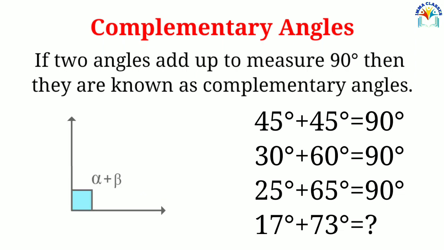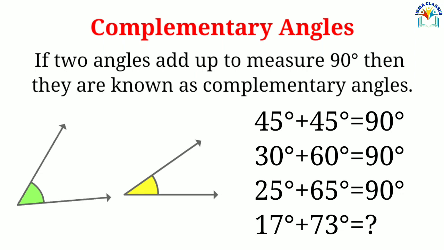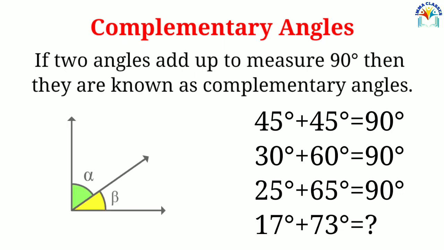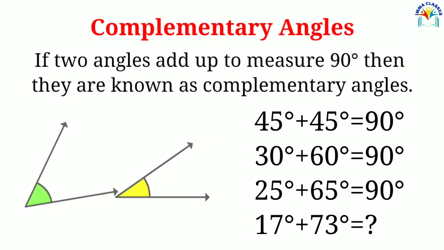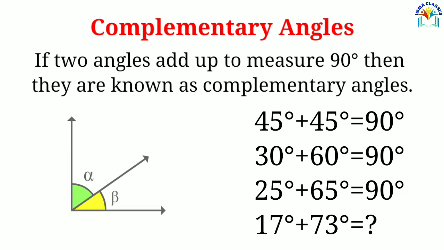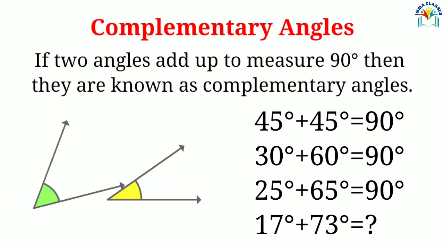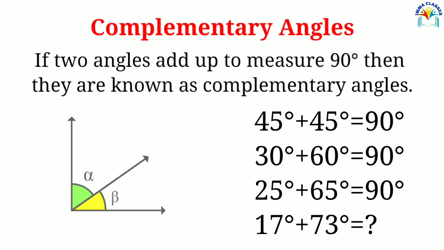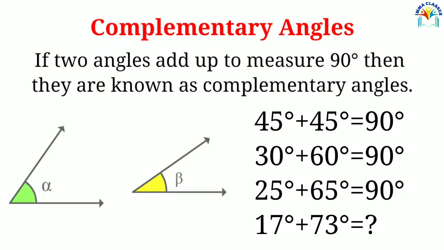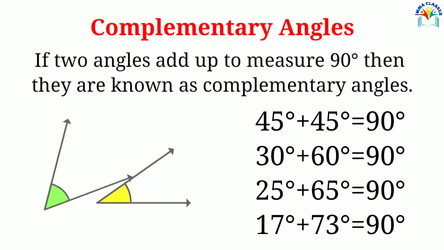30 degrees plus 60 degrees is equal to 90 degrees. So the angles of 30 degrees and 60 degrees are complementary angles. 25 degrees plus 65 degrees is equal to 90 degrees. So the angle of 25 degrees and the angle of 65 degrees are complementary angles. Sir, 17 degrees and 73 degrees, are they complementary angles? You're right. Well done.